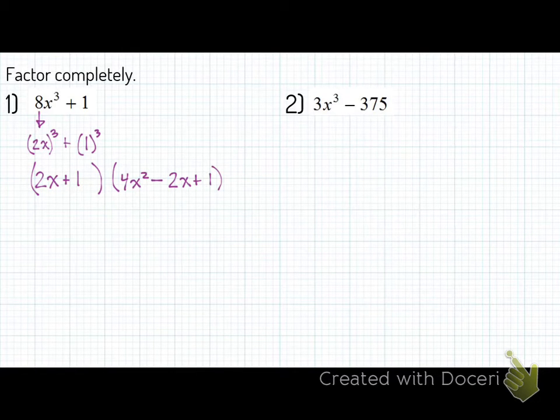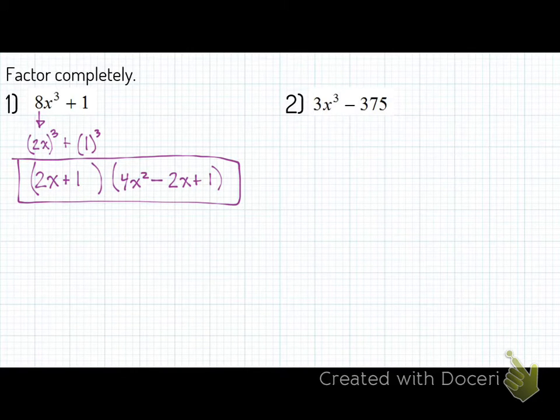And then close parentheses. And then I could try to factor this, right? Can I rewrite this and factor it? No, because 4x times 1 is 4x squared. Is there anything that I could add up to that equals negative 2x but multiplies to be 4x squared? No, I can't do that, so that's it. I can't do any more, so that's my answer to the first one.